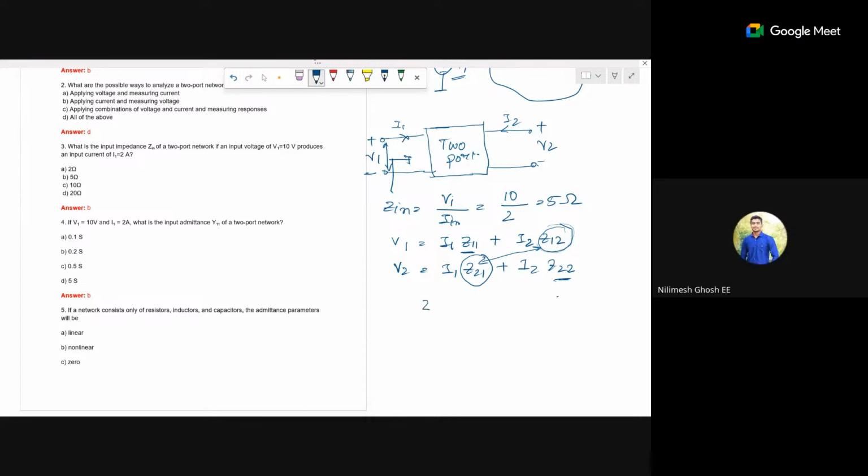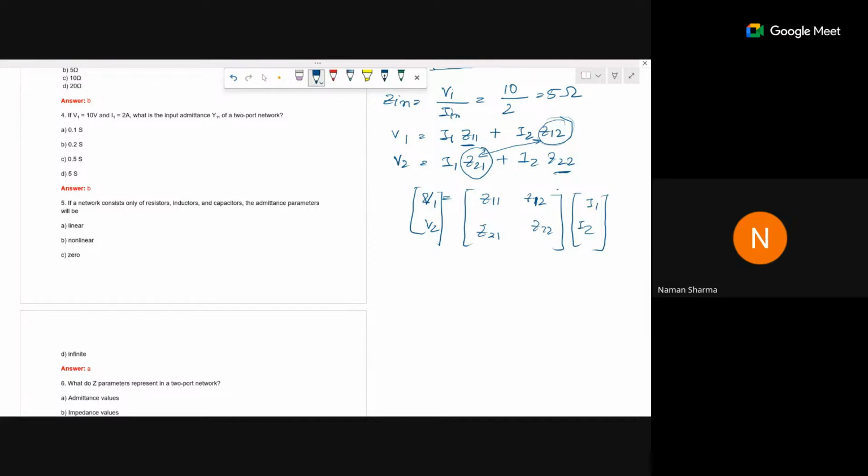So if we write this in matrix form, we can write V, meaning V1 and V2, equal to the matrix Z11, Z12, Z21, Z22, into I1, I2. So this is V equal to the Z matrix into I. Okay, this is the impedance matrix.